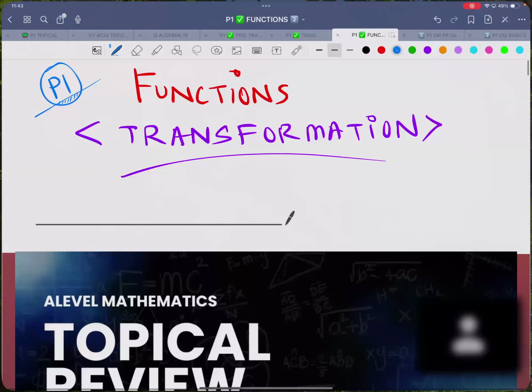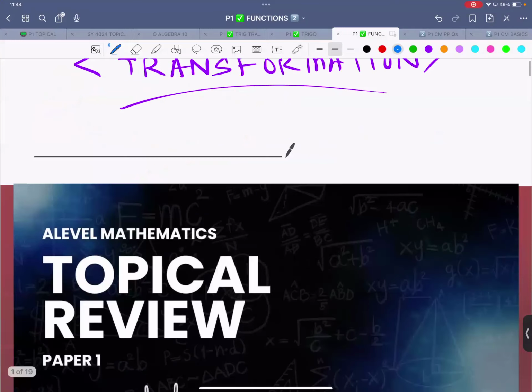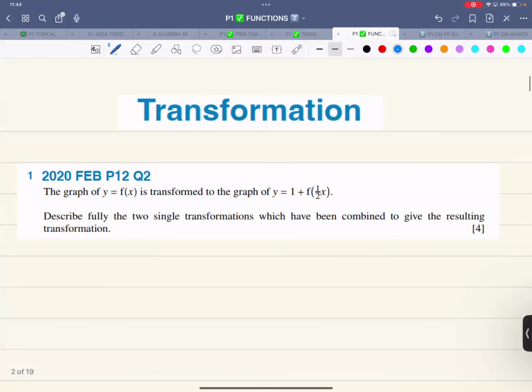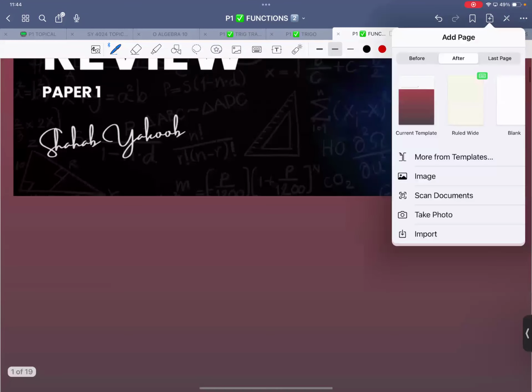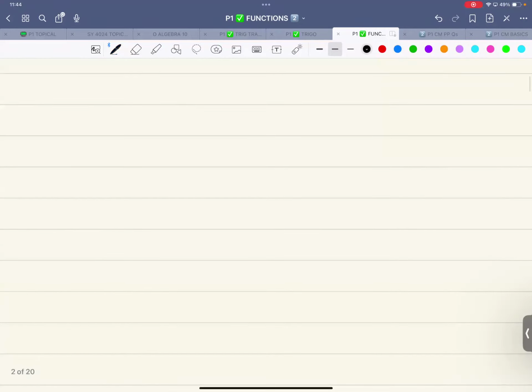We are starting with functions, transformation of functions specifically. And before we start the question, let me write down what are the different transformations that we deal with. When we talk about transformation, there are three transformations that we deal with.